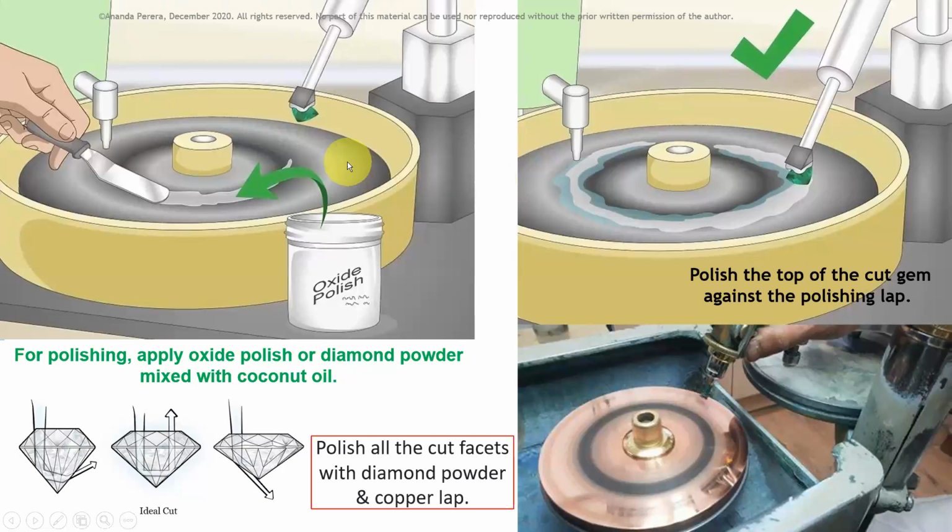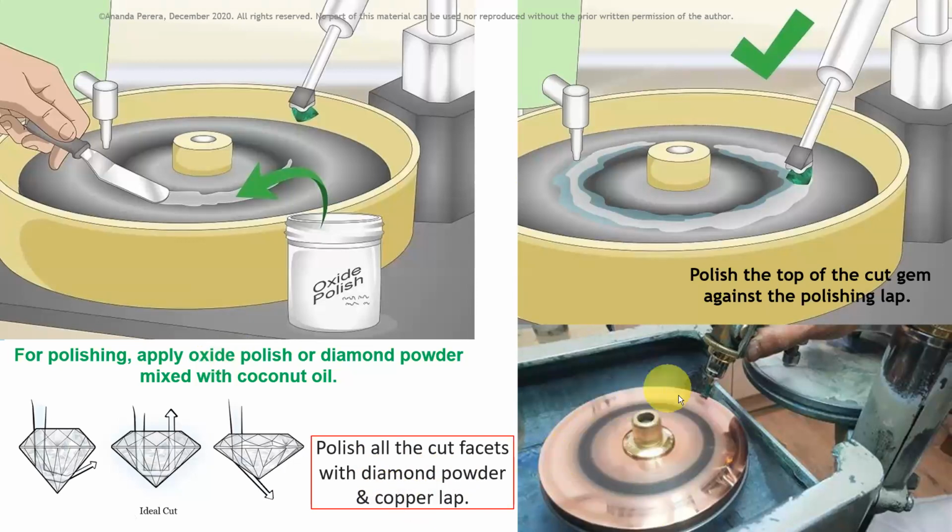Now look at here. This is polishing. When we need to polish, we need to apply oxide polish. In other countries oxide is used, but in Sri Lanka we have diamond powder mixed with oil. For polishing, apply oxide polish or diamond powder mixed with coconut oil. Remember, this is the ideal cut we need, not this one or this one. Then after that, polish the top of the cut gem against the polishing lap. And the bottom also.